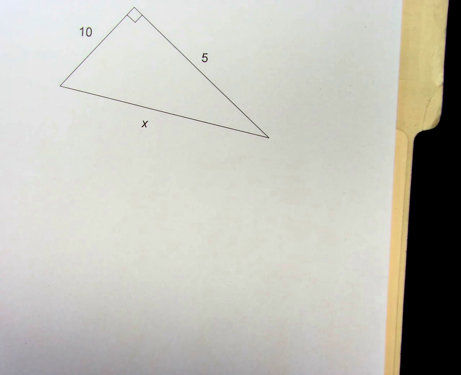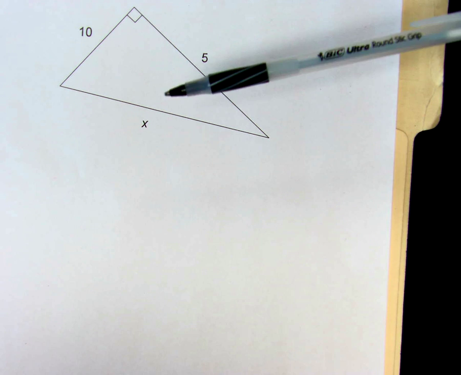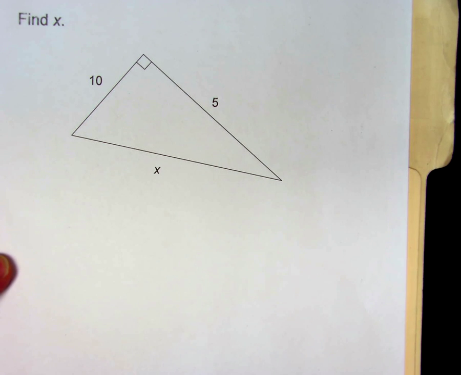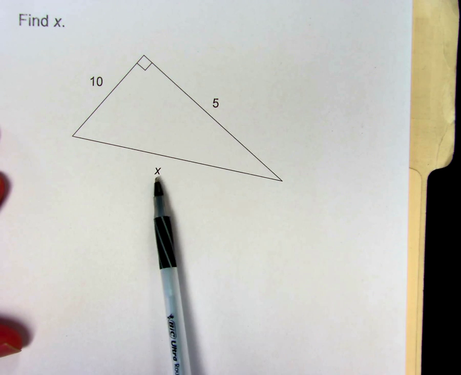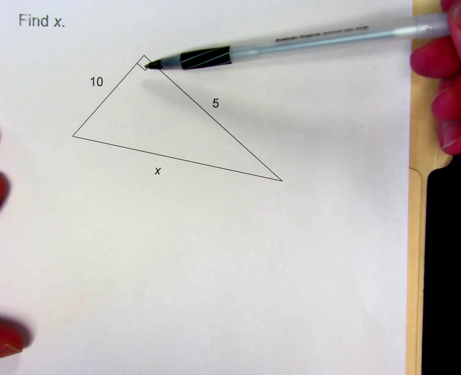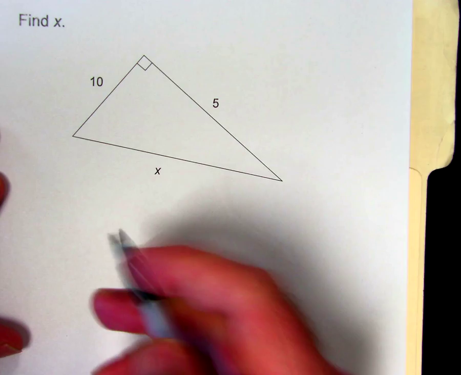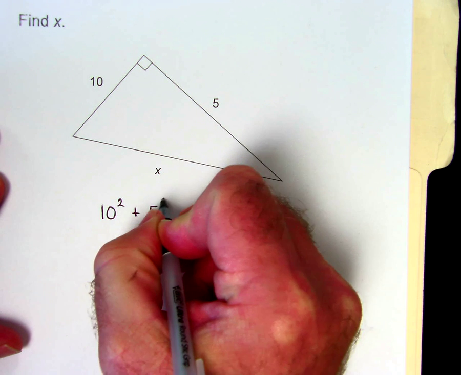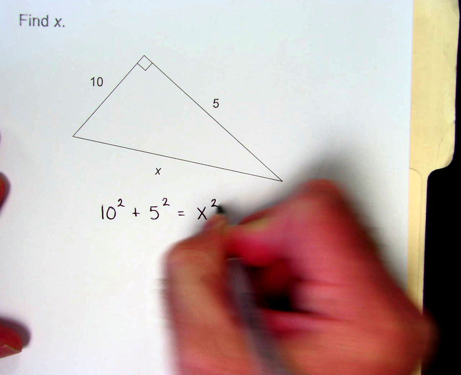In this video, we're going to look at some examples of the application of the Pythagorean theorem to help us solve for the length of a side in a right triangle. So in this particular case, we have this right triangle, and I need to find the value of x. And we notice that x is the length of the hypotenuse because it's opposite the right angle. So I could write the equation 10 squared plus 5 squared is equal to x squared.